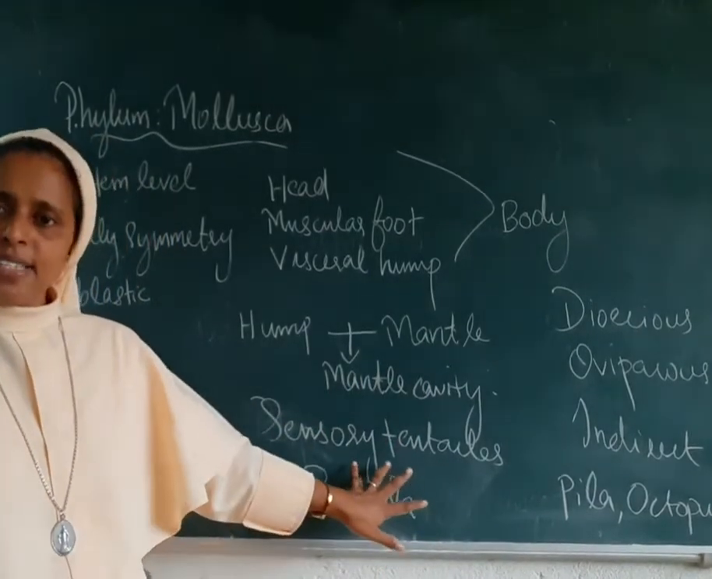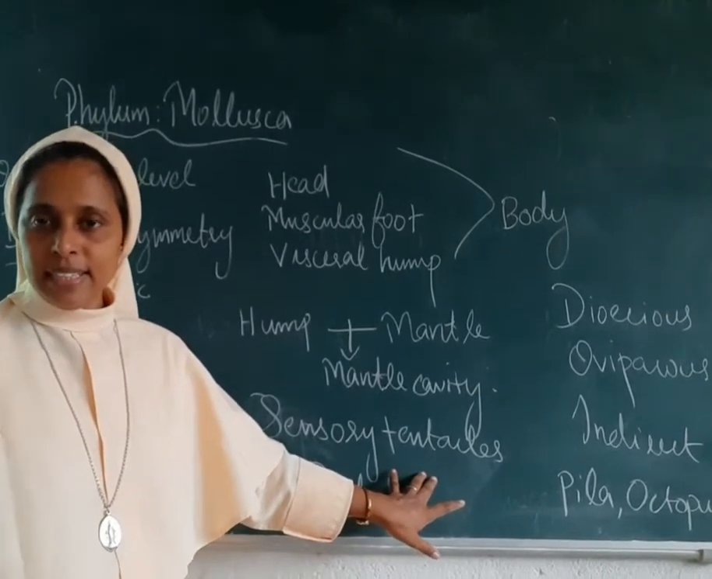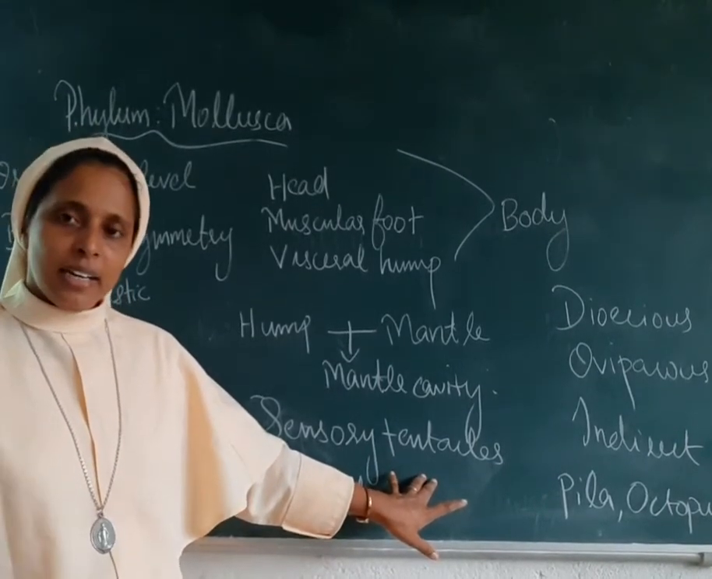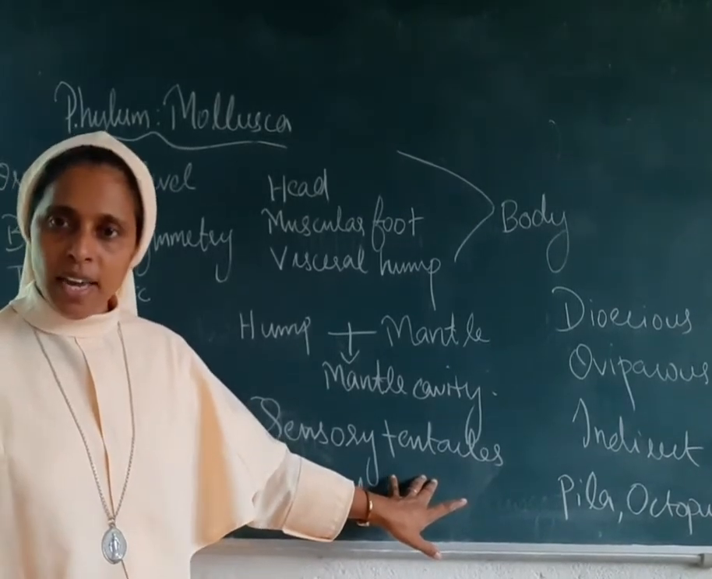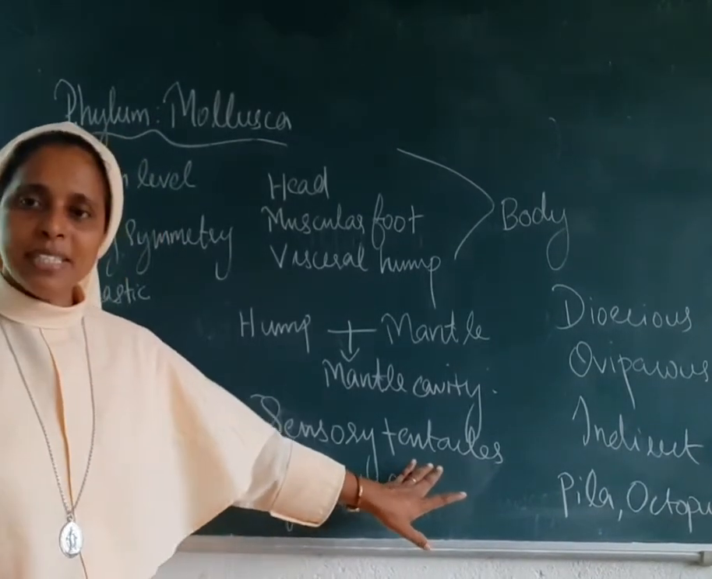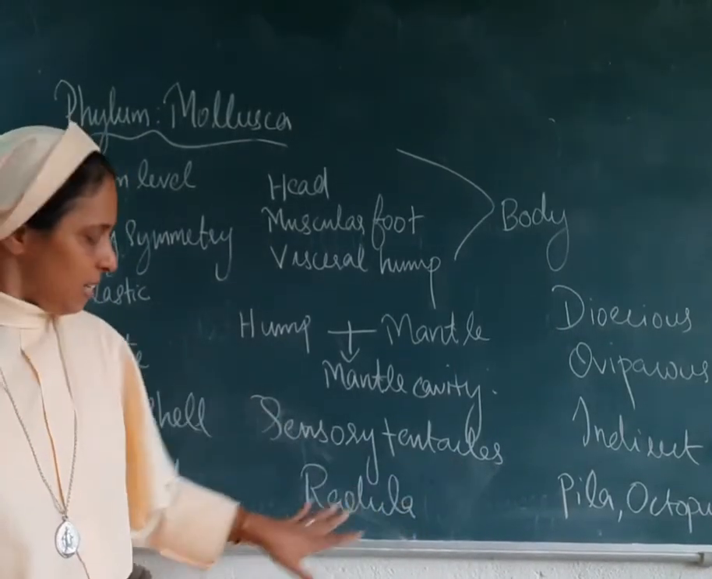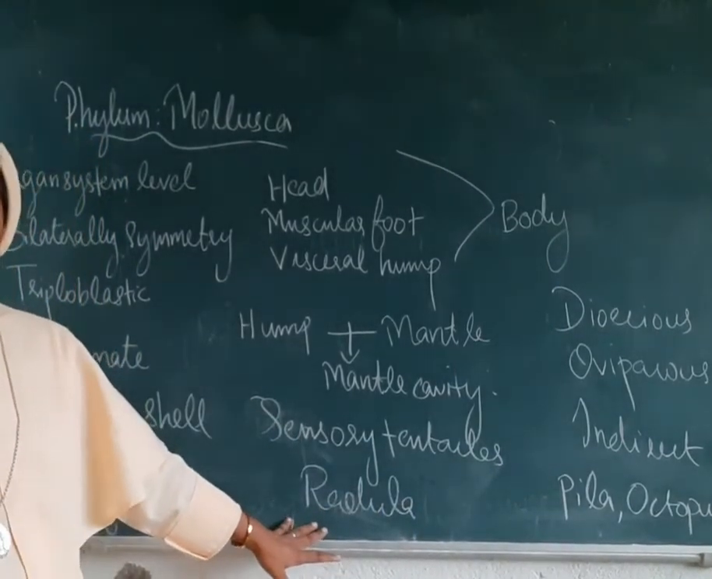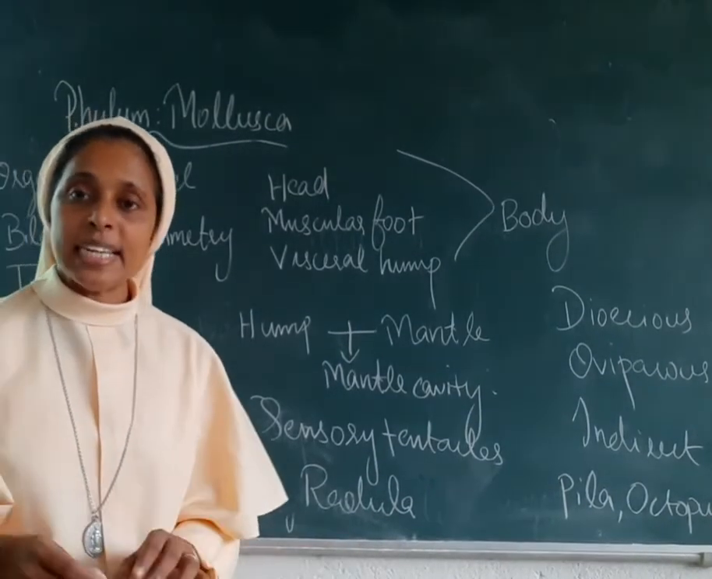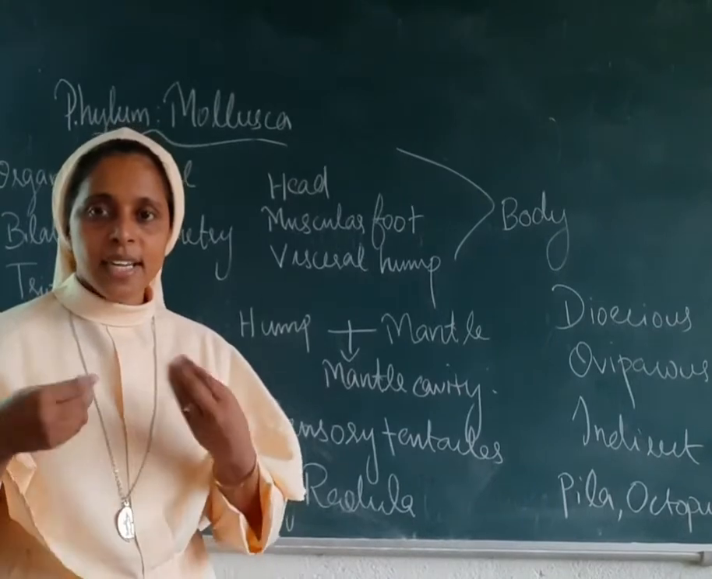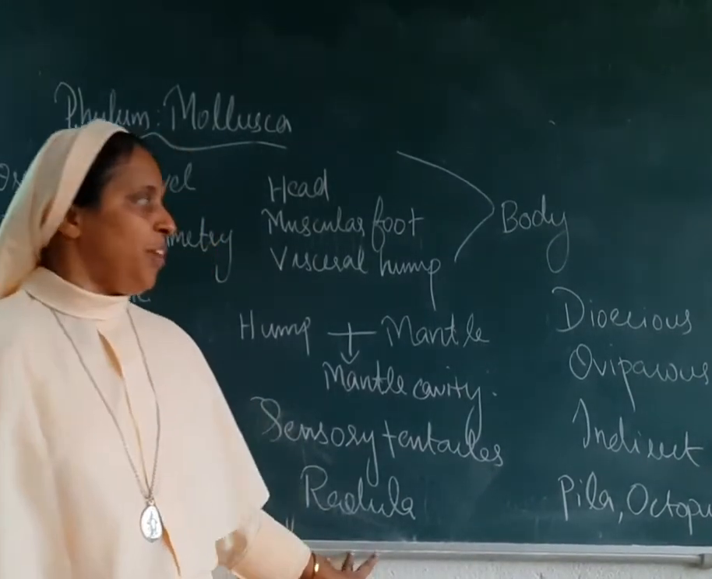In the antennae region, they have sensory tentacles. With that, they sense whether other organisms or enemies are coming, and they also move with the help of these sensory tentacles. They also have a special organ in this phylum, the radula, called the rasping organ. The radula is used for feeding purposes.